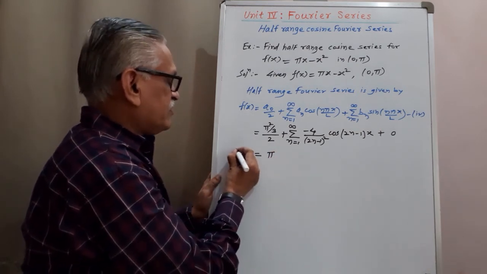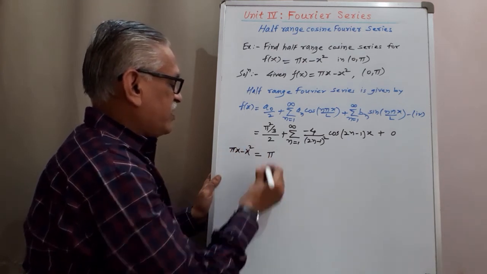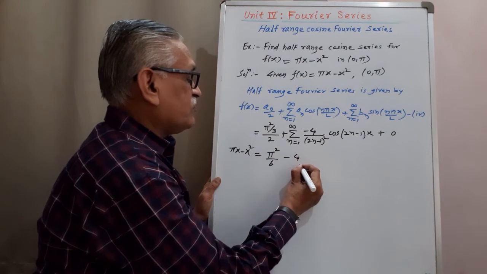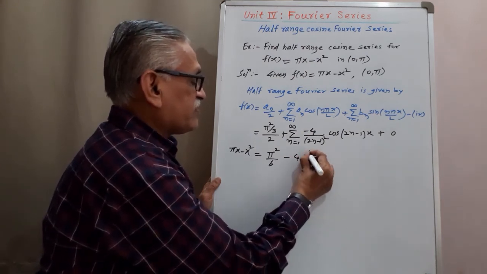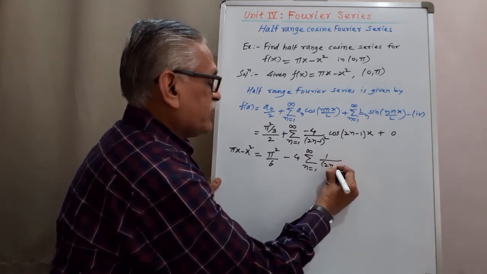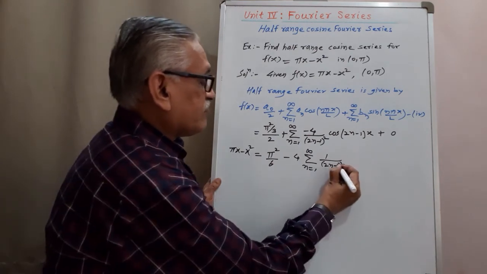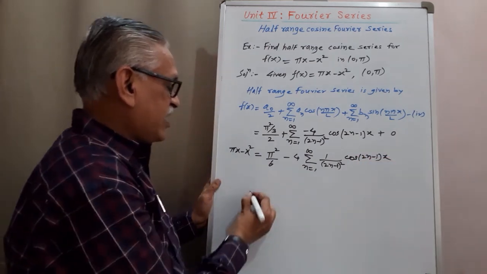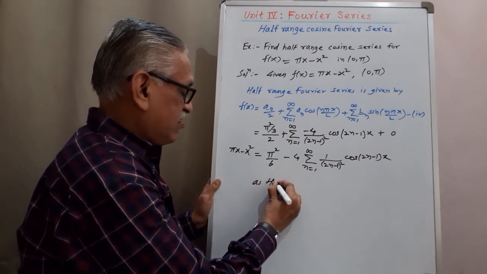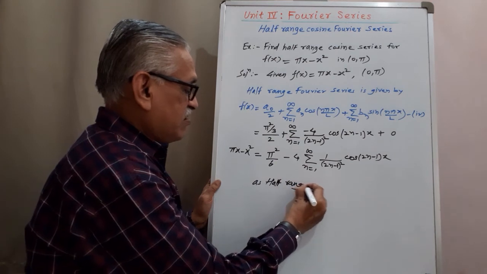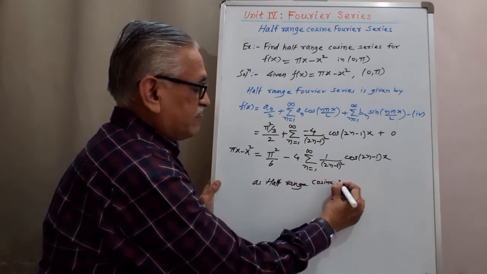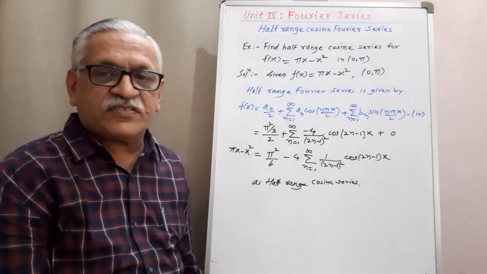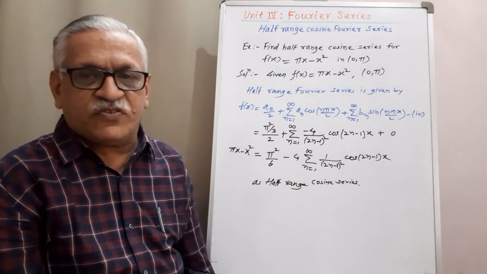And then simplifying it, we get function f of x, pi x minus x square, is equal to pi square by 6 minus 4 we take outside, summation from 1 to infinity 1 upon 2n minus 1 whole square into cos of 2n minus 1 times x, as half range cosine series of that function, f of x equal to pi x minus x square. One more I will discuss in my next video.